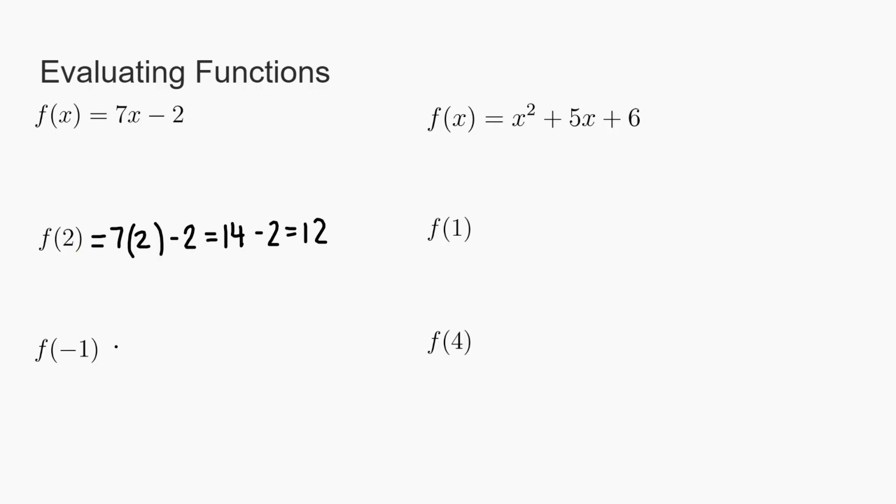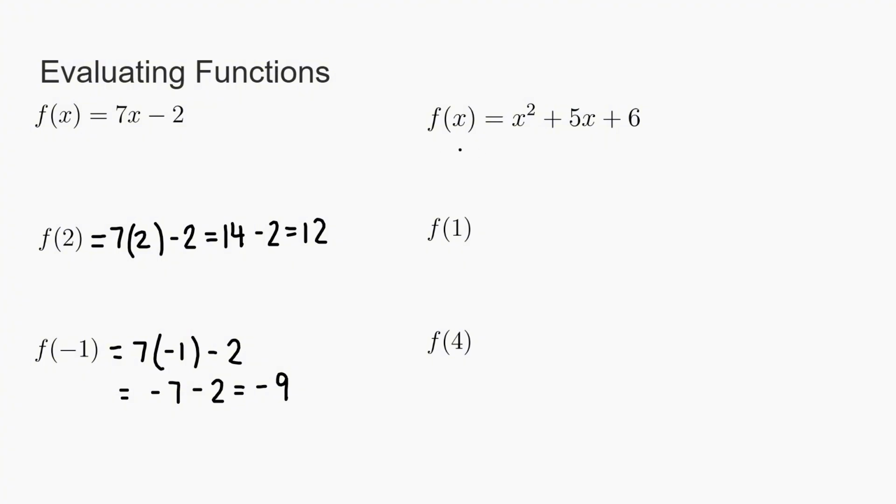Now, we do the same thing for f of negative 1. This means that everywhere we see x, we plug in a negative 1. So solving that, we get 7 multiplied by negative 1 minus 2, which equals negative 7 minus 2, which is negative 9. So we know f of negative 1 equals negative 9.